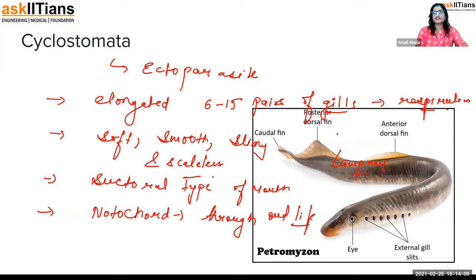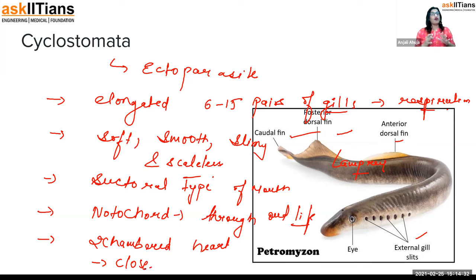It is present. As you can see, they have the dorsal fin, caudal fin, anterior fins are present, like in two ways. The body is elongated, and external gill slits are there. That information is enough. One thing that you should remember is that they have a two-chambered heart, and they have a closed type of circulation. So these are all the features that we have learned in the Cyclostomata category.